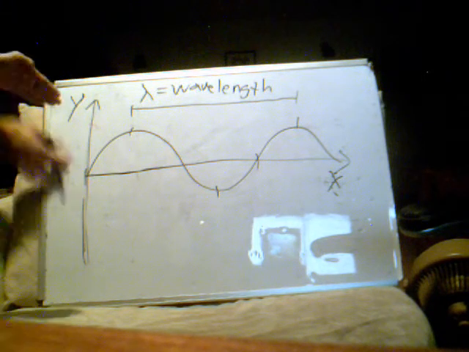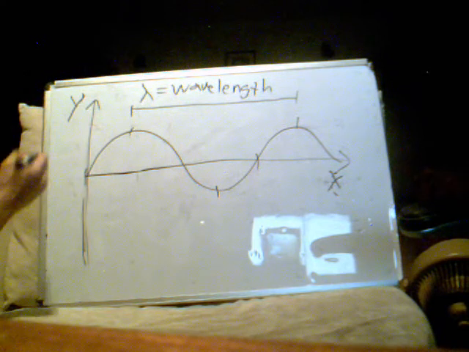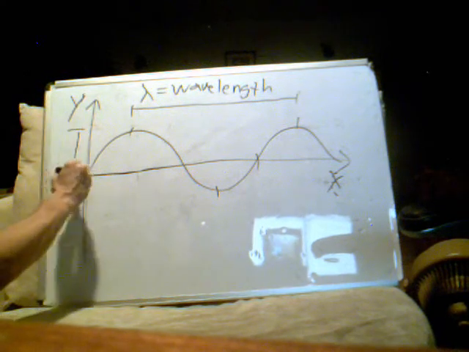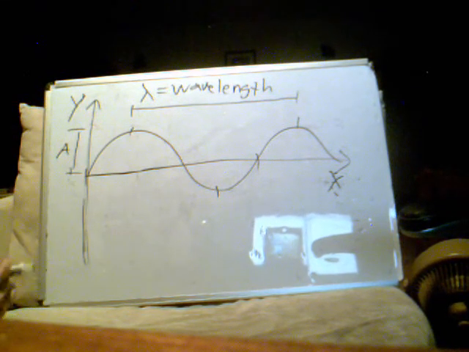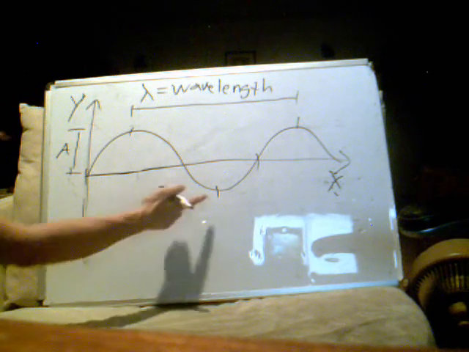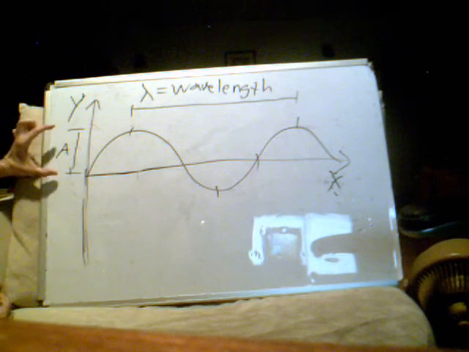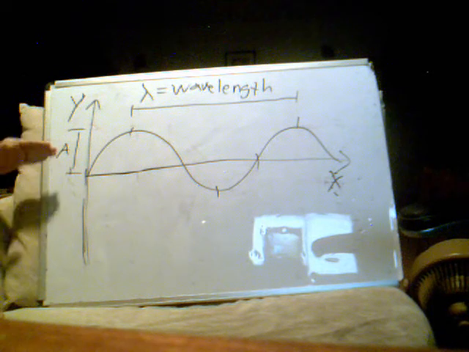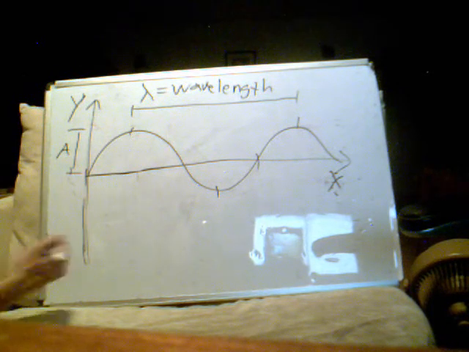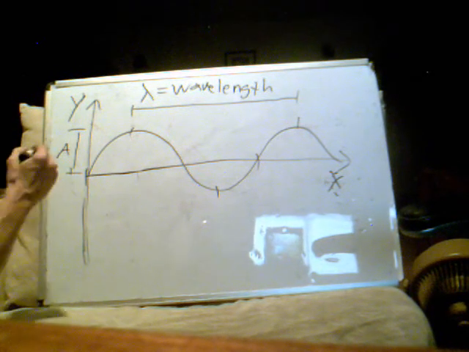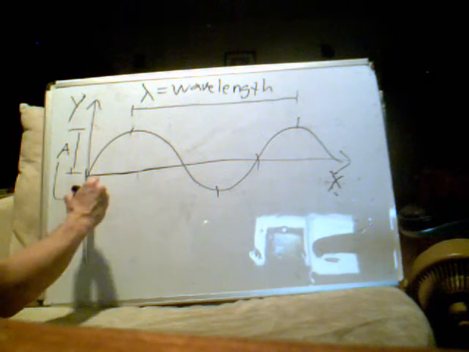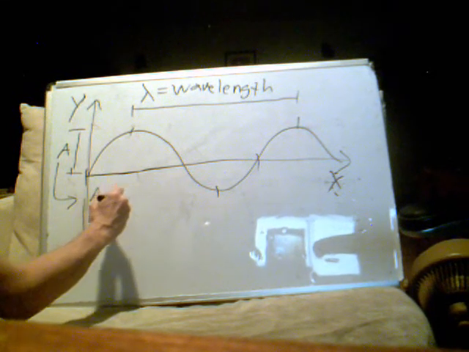The physical height that the wave occupies is something that we call the amplitude. Now, the way that we define the amplitude is not from the lowest point to the highest point, it's half that distance. From the middle to the top, the middle to the bottom, half the distance from the bottom to the top, however you want to call it. This is called the amplitude.